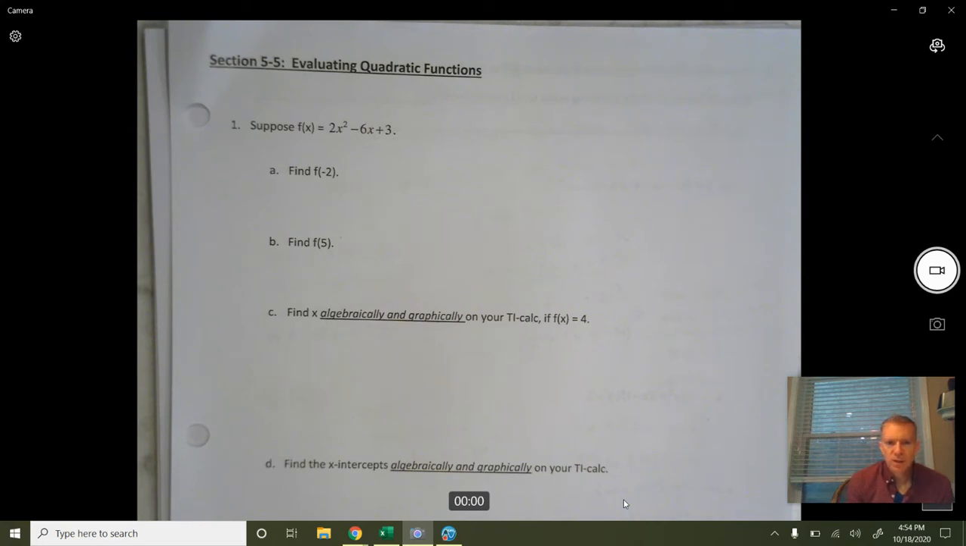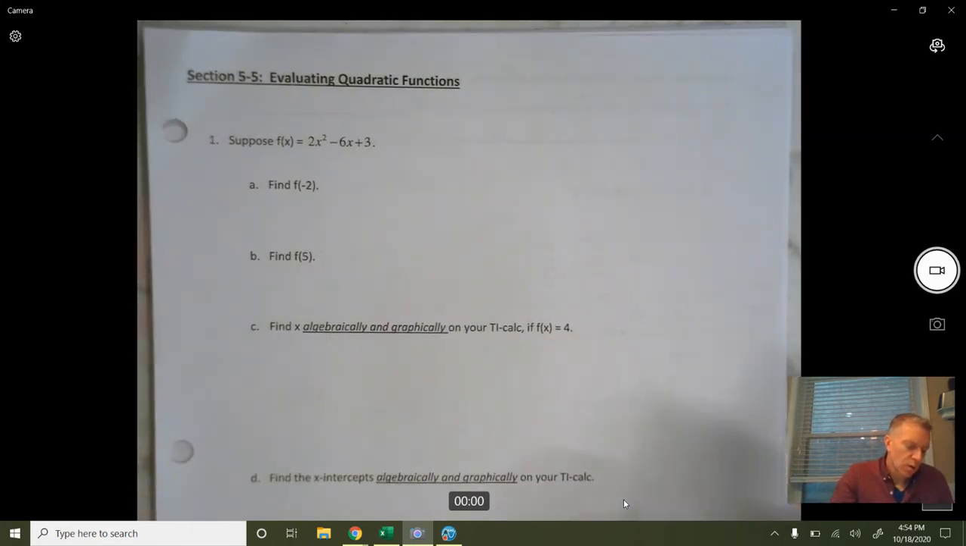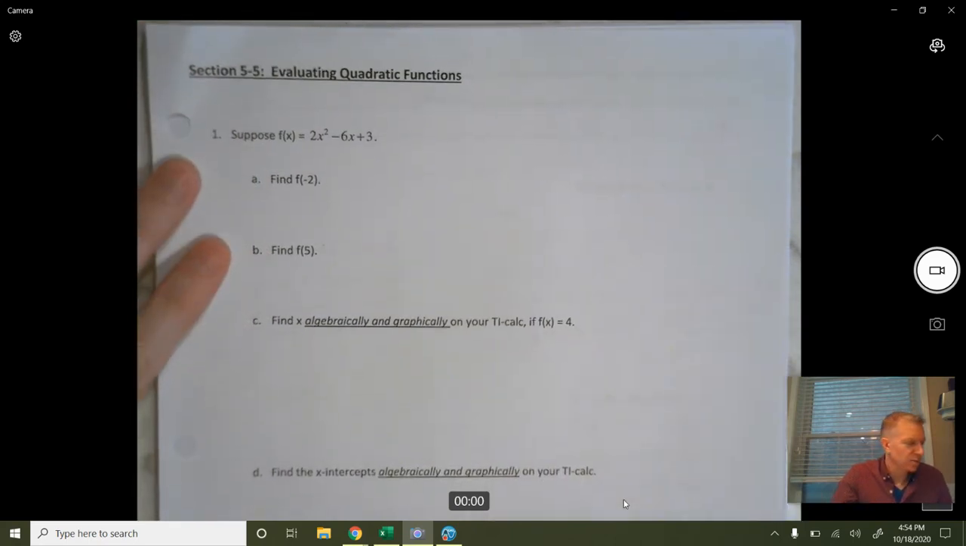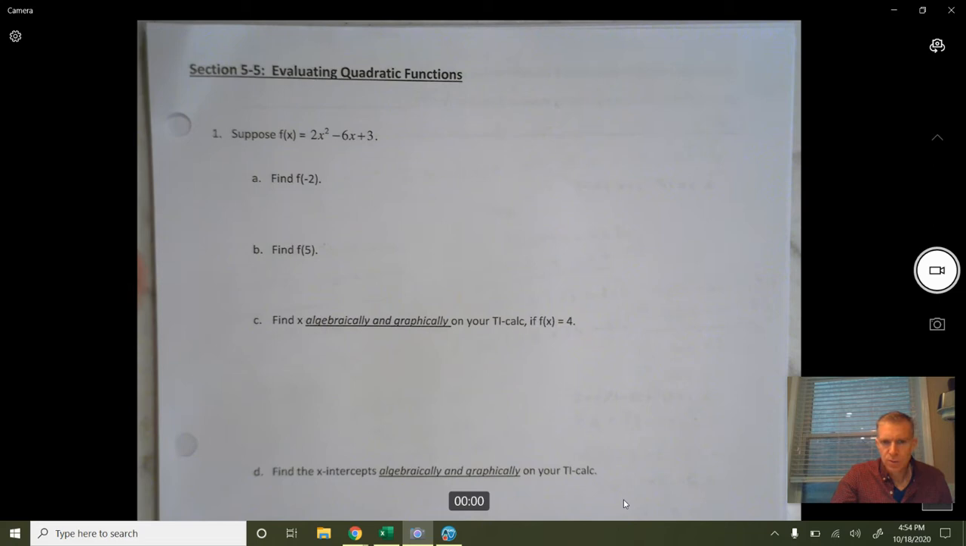Evaluating quadratic functions. If you're following along in your packet, this is pages 106 and 107. This starts off fairly basic, but then we're going to connect it to the actual graph, and we're going to look at some things on the calculator.